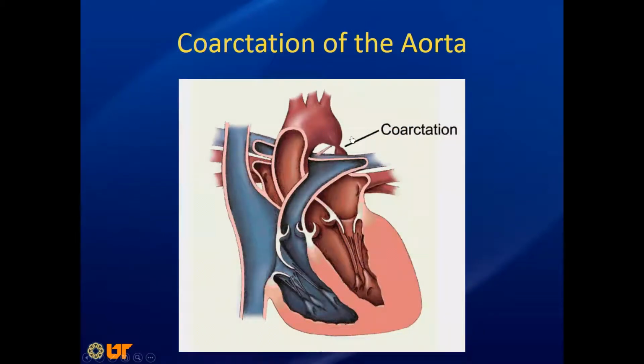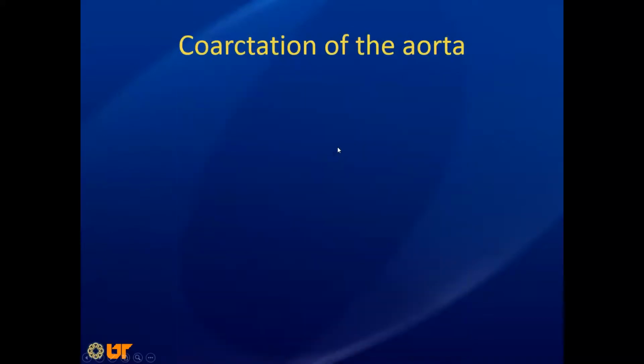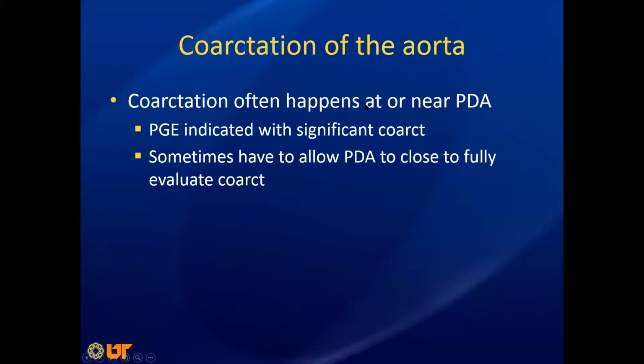Coarctation of the aorta is another obstructive lesion that we've, for some reason or another, seen a lot of in Chattanooga. So it's a narrowing of that aorta, almost always right around where that PDA was, as we talked about. It can occur in other places, but this is by far the most common location. So, like I said, it happens at or near the PDA. Prostaglandin is indicated for sure with a significant coarct.